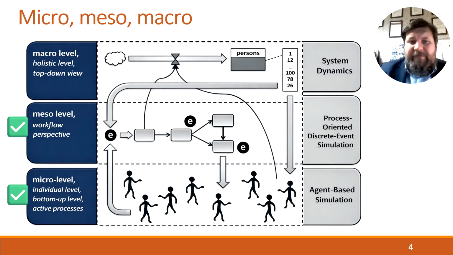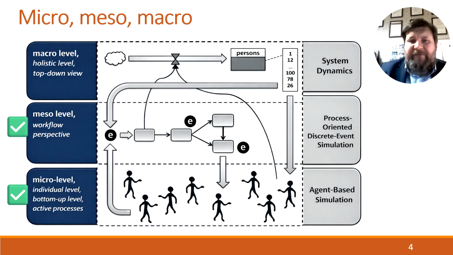So the picture not only demonstrates them separately, but also tries to explain what is the relationship between the mentioned approaches. As usual, on the top we see the macroscopic level, which takes a holistic top-down perspective. Here we focus on aggregates such as populations, averages, and global indicators. This is the natural domain of system dynamics.